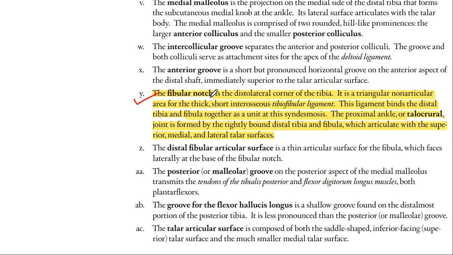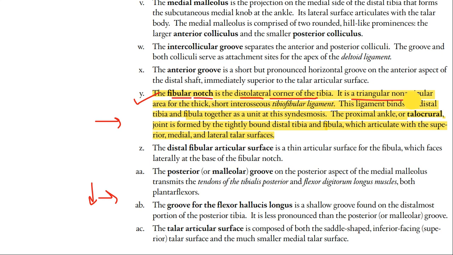Then we have a fibular notch. Again, very important. Why? Because the fibula is also set in with respect to the tibia, right? So there are two bones in the lower leg, the fibula and the tibia. The fibular notch, which is present in the tibia, is at the distolateral corner of the tibia, as in lateral means outside, distal means bottom. So at the bottom, towards the lateral side corner of the tibia, we have the fibular notch.